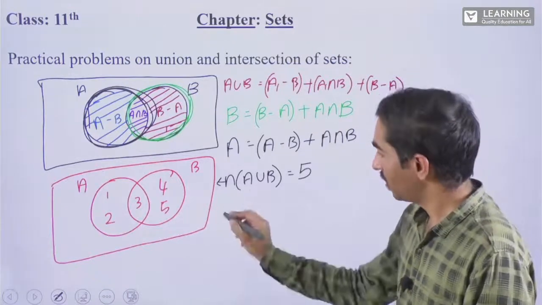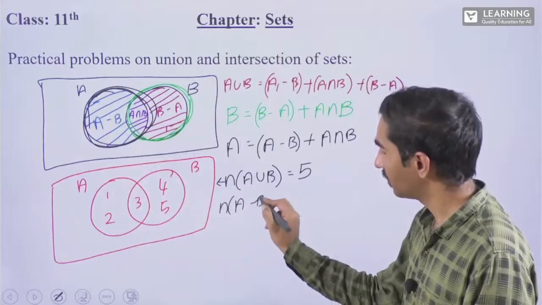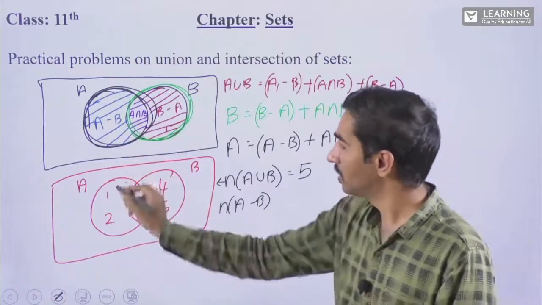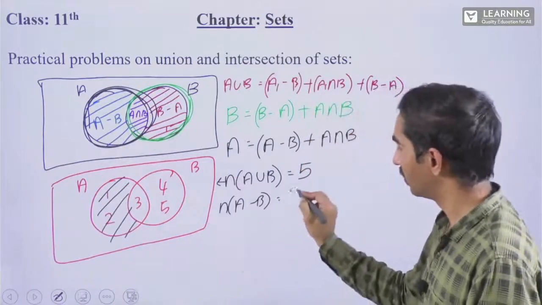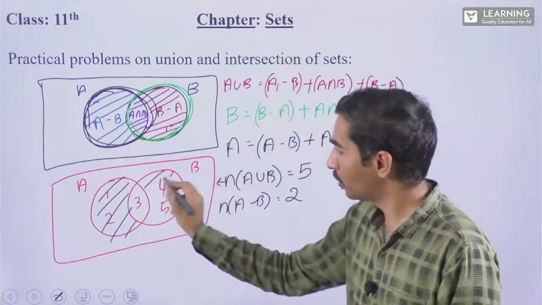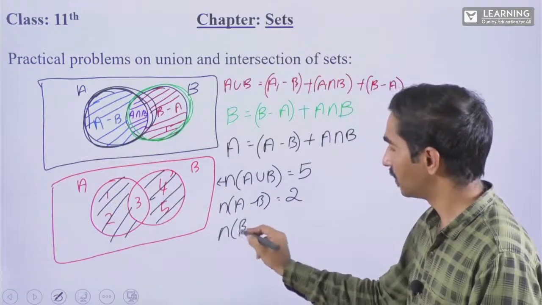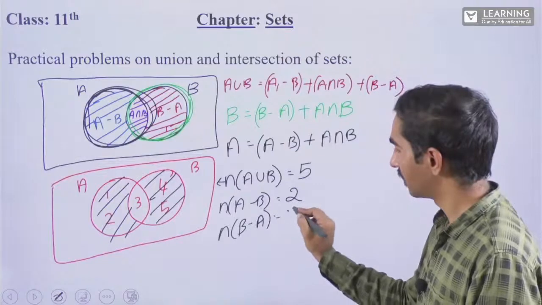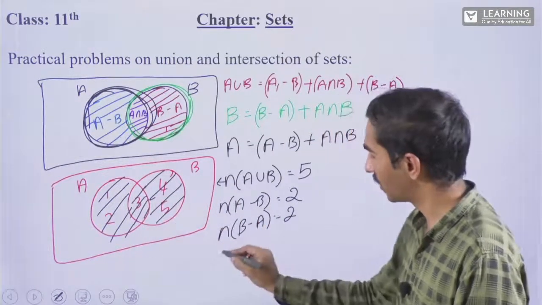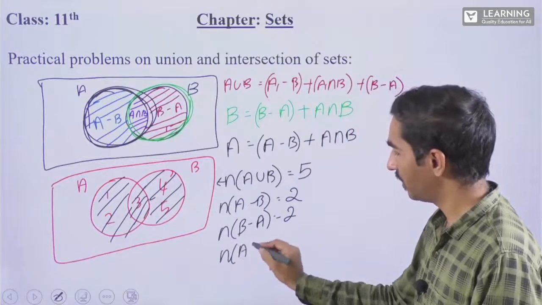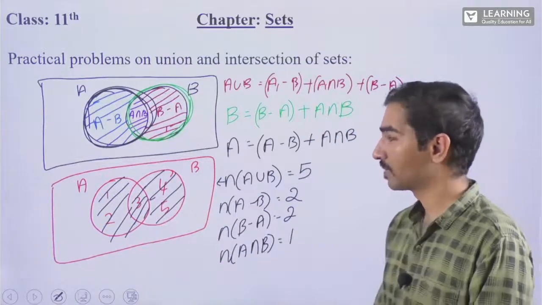Understood? What is n of A minus B? Number of elements in only A. Only A means you see, only this part. Number of elements. How much? 2. Number of elements in only B, that is this one. N of B minus A, that is equal to 2 again. And the number of elements in A intersection B, that is this part, that is 1 again. N of A intersection B, which is equal to 1.